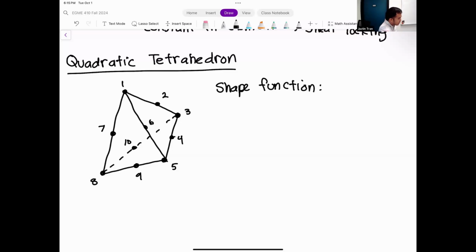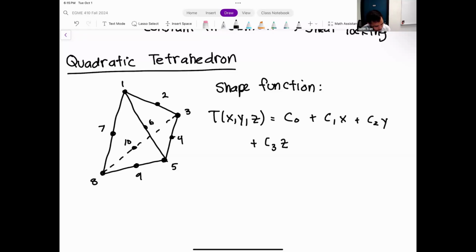Okay, so let's write out the shape function for the quadratic tetrahedron. Okay, so because we have 10 nodes, our shape function here is going to have 10 terms in it. Okay. So let's start with the linear term. So we have C0 plus C1x plus C2y plus C3z. All right, so it inherits all of the linear terms from its linear version, but it also adds all these quadratic terms as well.